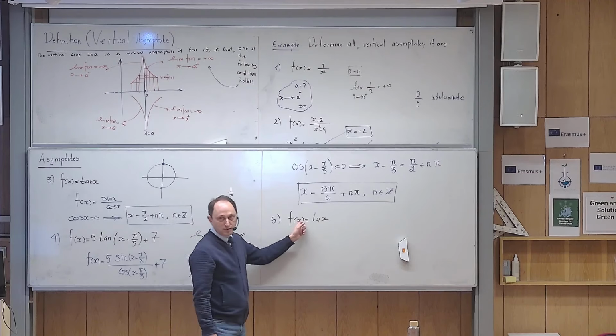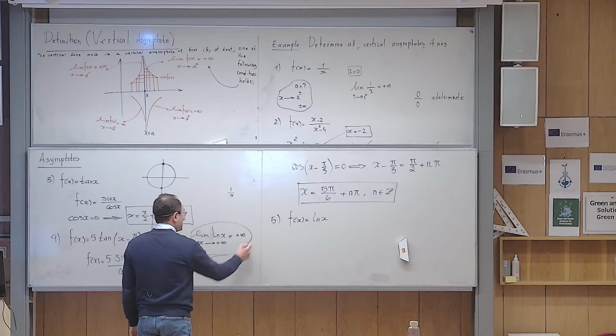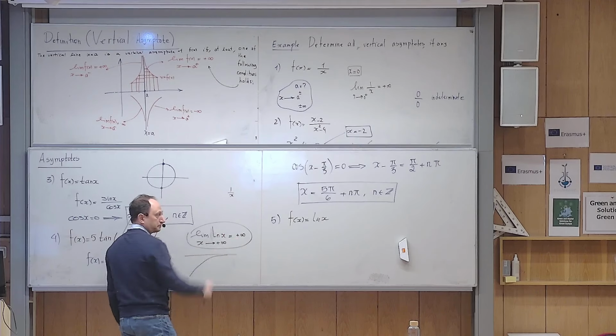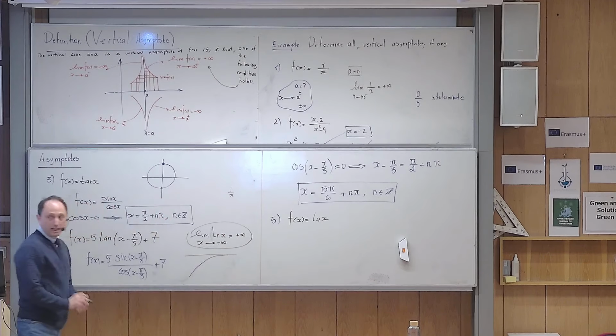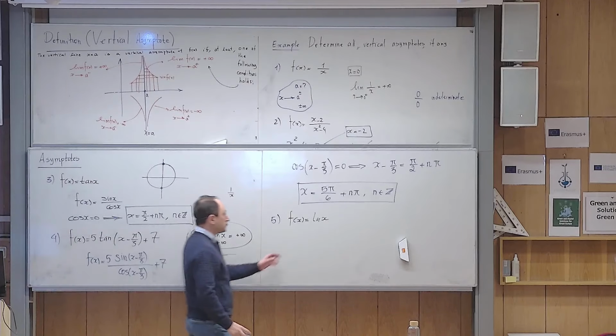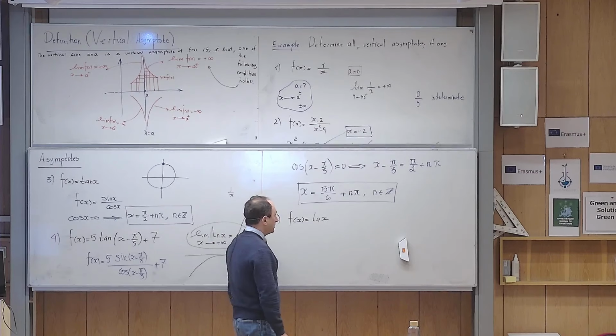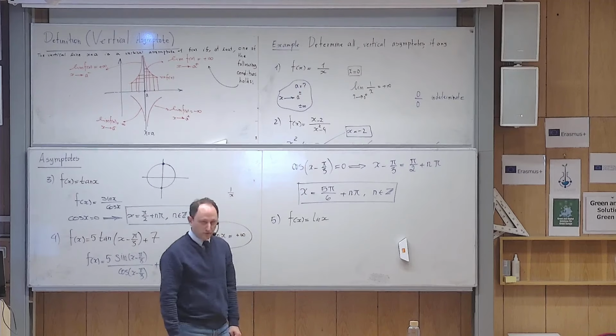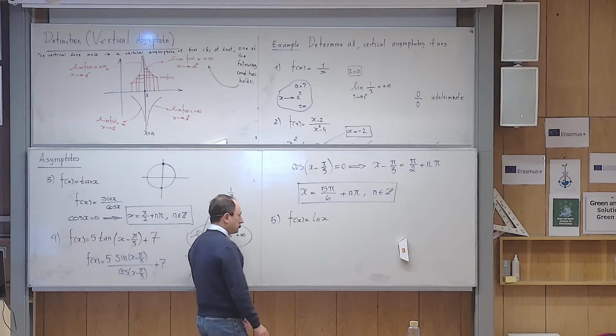No horizontal asymptotes. Why? Because the limit is infinity, not a number. But everyone hopefully agrees from the graph that x equals 0 is the vertical asymptote. How can you prove this? Justify it, not prove, because rigorously it's a little bit hard for you.